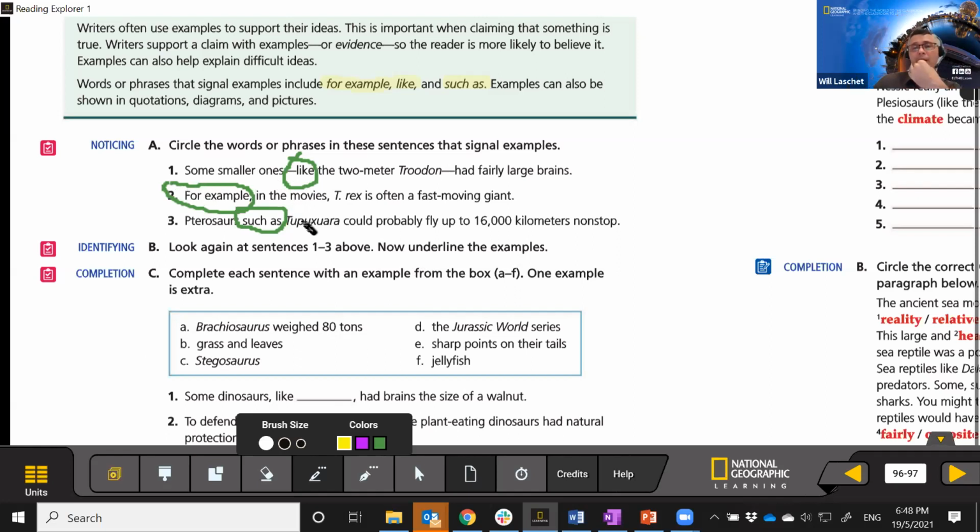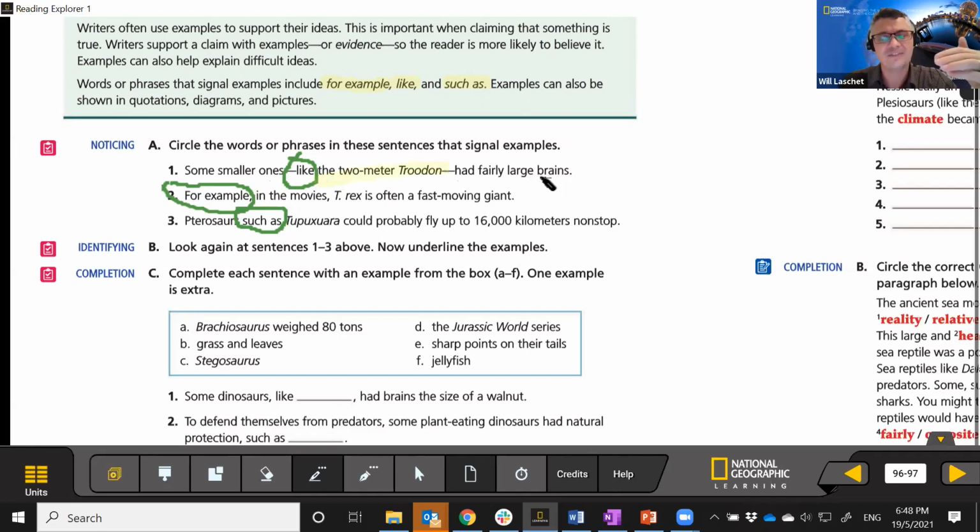So in number 1, what should I underline here? So some smaller ones had fairly large brains. So here, the point the writer was making was not all dinosaurs were stupid, or some dinosaurs were intelligent. And here's the evidence. Some smaller ones, like the 2-meter Troodon, had fairly large brains. Right, there we go. So this is actually the example here.